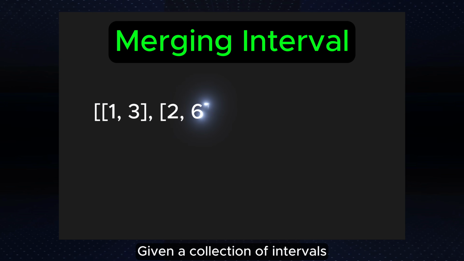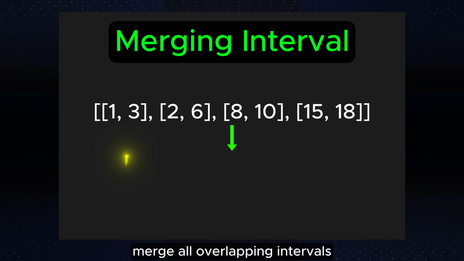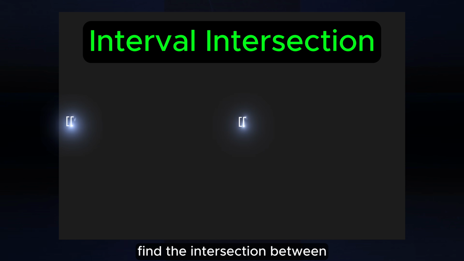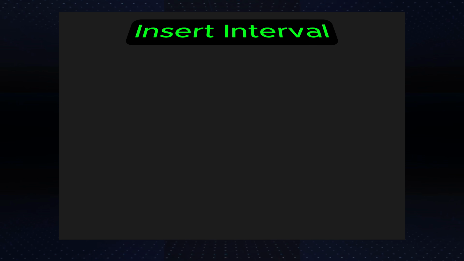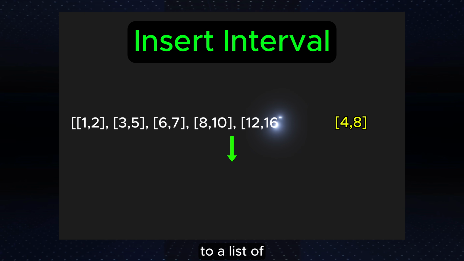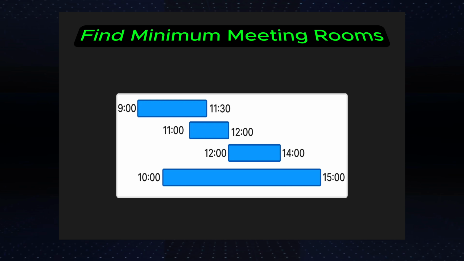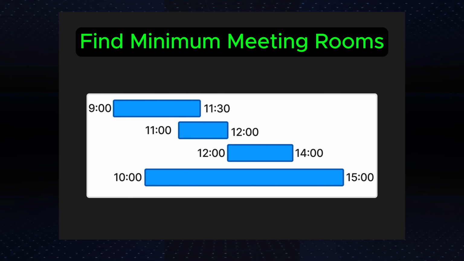Merging intervals. Given a collection of intervals, merge all overlapping intervals into one. Interval intersection. Find the intersection between two sets of intervals. Insert interval. Add a new interval to a list of non-overlapping intervals. And problems like finding the minimum number of meeting rooms needed for overlapping meeting times.